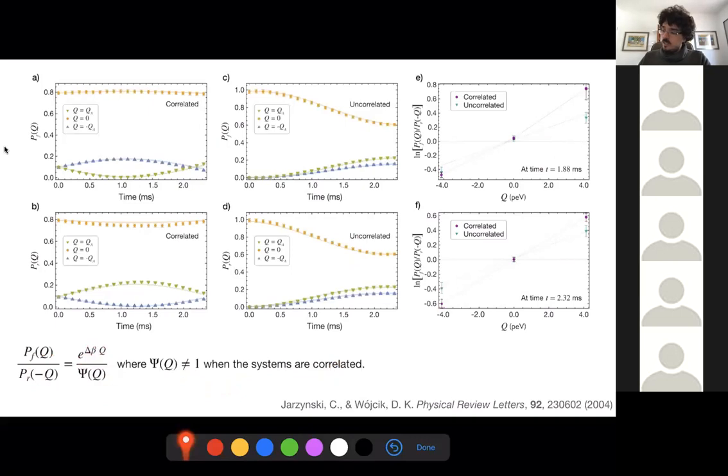Essentially, what we're plotting here is the log of the ratio of the probabilities. And Q can only take three values, minus 4, 0, and 4. So if they're uncorrelated, you get a straight line. I know that this straight line is not fantastic because there are only 3 points, but still, for this qubit model, this is the best that we can do. But essentially, if we look at the green line, you get a nice straight line here and here as well. This is for one instant of time, and this is for another one.